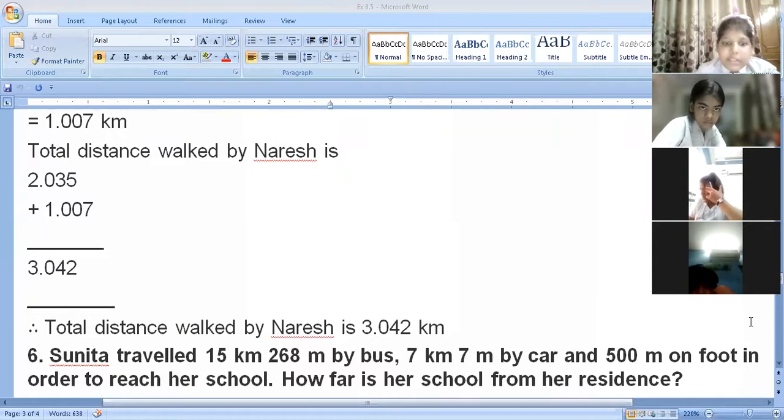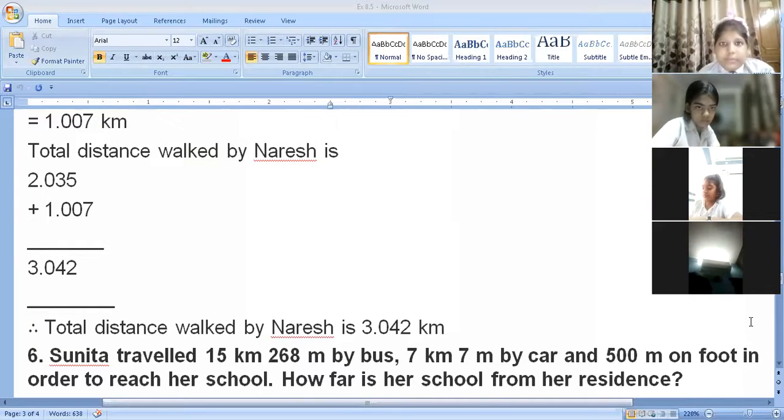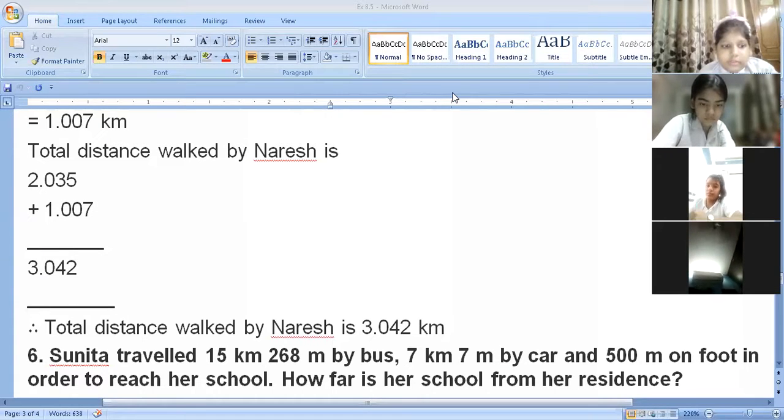268 meter by bus, 7 kilometer 7 meter by car, and 500 meter on foot in order to reach her school. How far is her school from her residence? What do you mean by residence here? What does residence mean? Yes, Rayan, you're right here. Tanishq, you are also right. Yes, Ritima, Anish, answer is correct. Charvi, can you tell me what do you mean by residence?